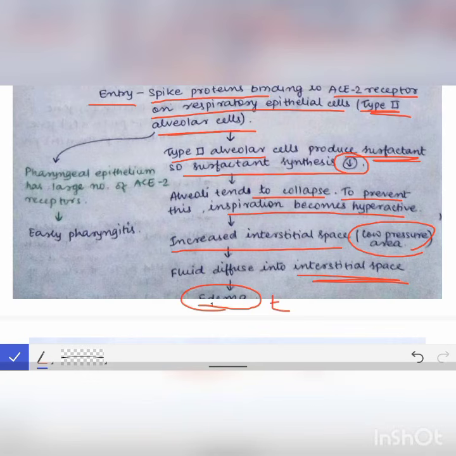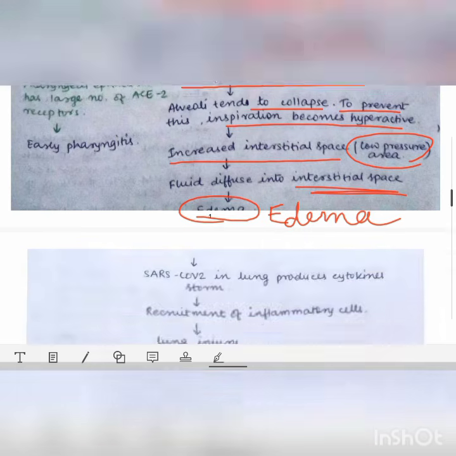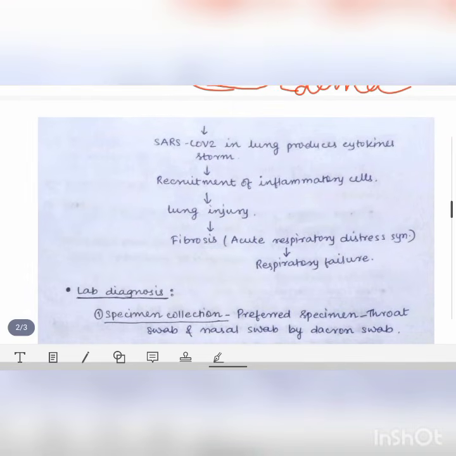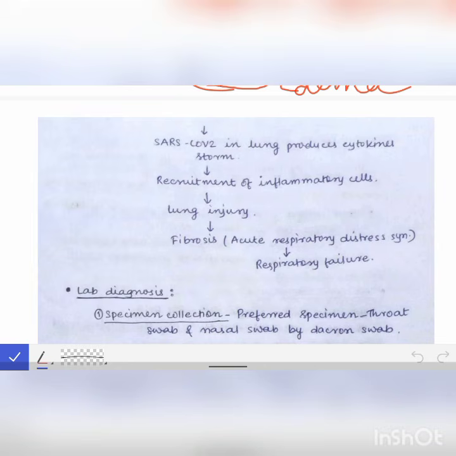This is edema. And as edema develops, the SARS-CoV-2 in the lung, in the fluid, causes production of various cytokines, and an excess amount of cytokines, different interleukins and other interferons, together cause cytokine storm. And once the cytokine storm sets in, that causes the recruitment of the inflammatory cells, and severe inflammation starts.